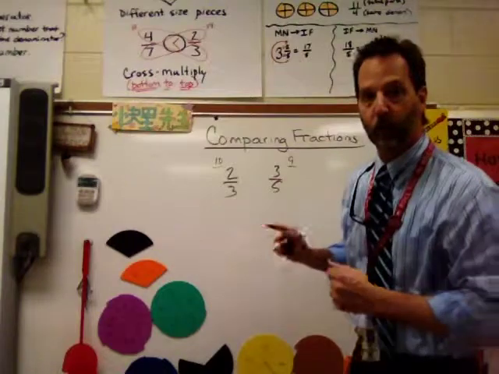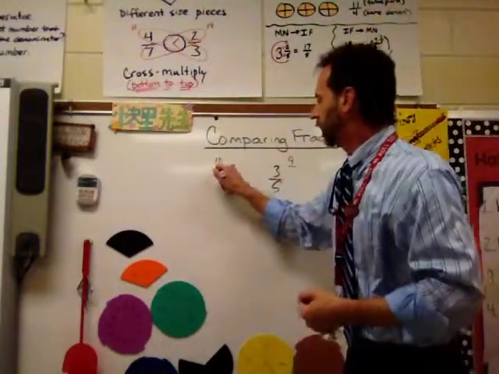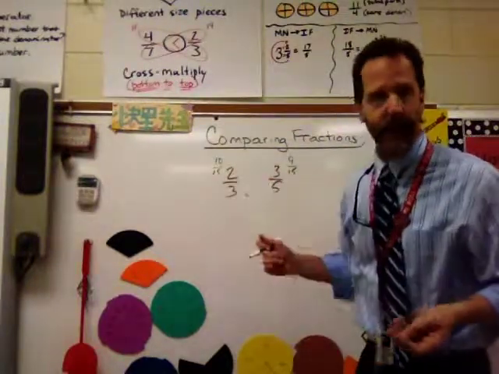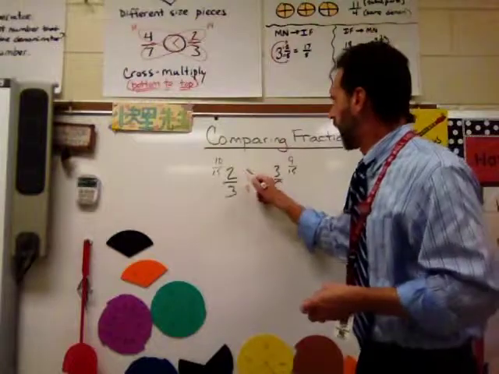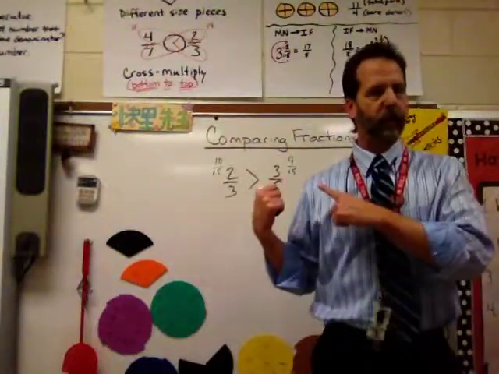Do you know what the denominator would be? 3 times 5, it would be 15. So that would be 10/15 and 9/15, which is larger. 10 is, of course. So 2/3 would be more than 3/5. Get the idea? Simple thing for comparing fractions.